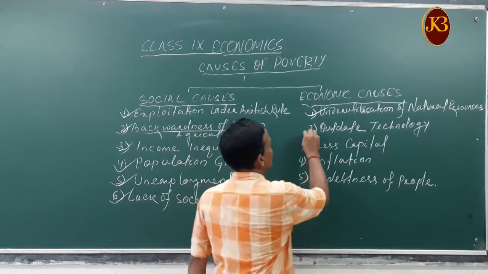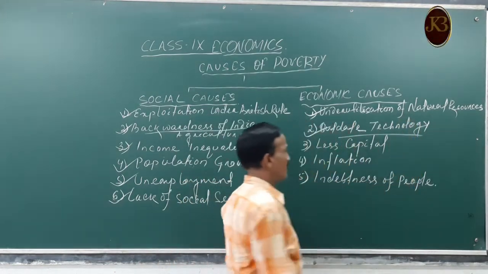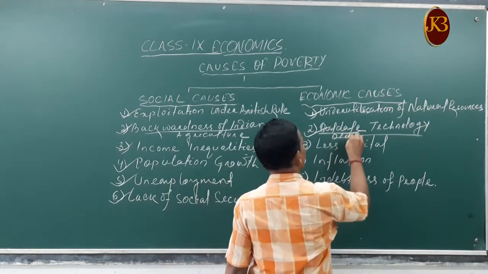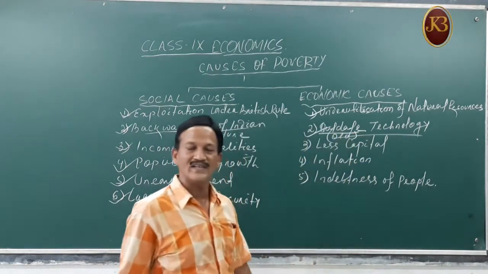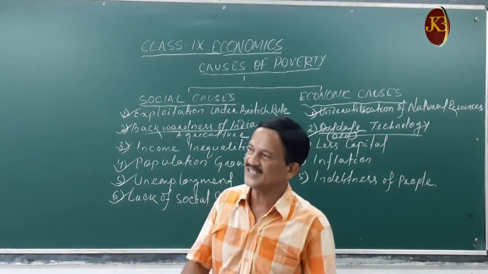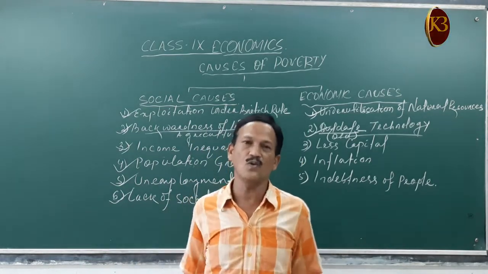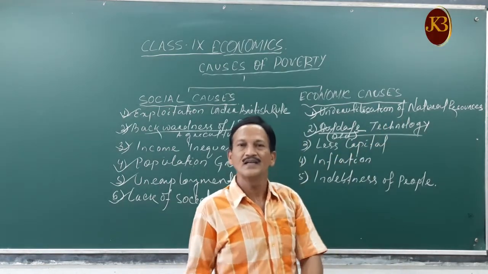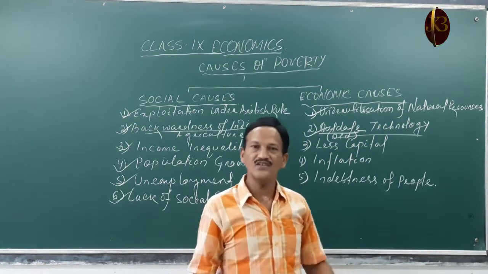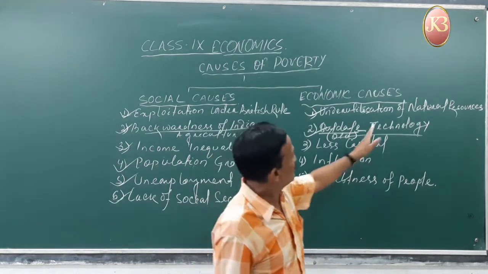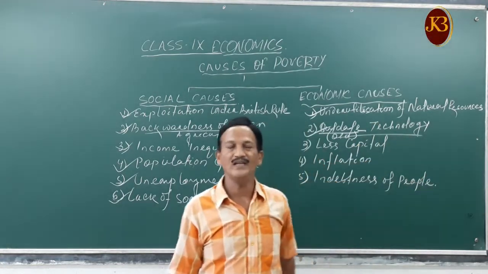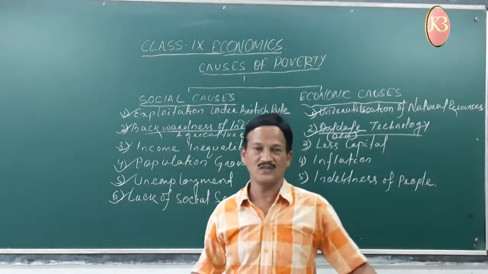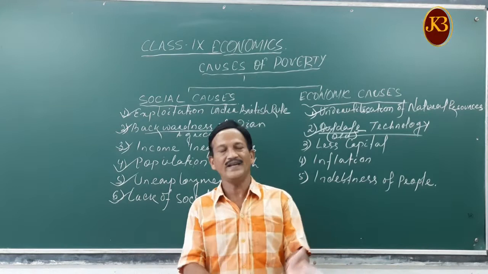Then, use of outdated technologies. We are using outdated technology. Outdated means old technologies. Whatever technology we have is the outdated old technology. Old technologies mean more resources, more time, more energy, more money is required, but less production. The quality and quantity of production will be less because it is old technology. You can compare with very small examples.